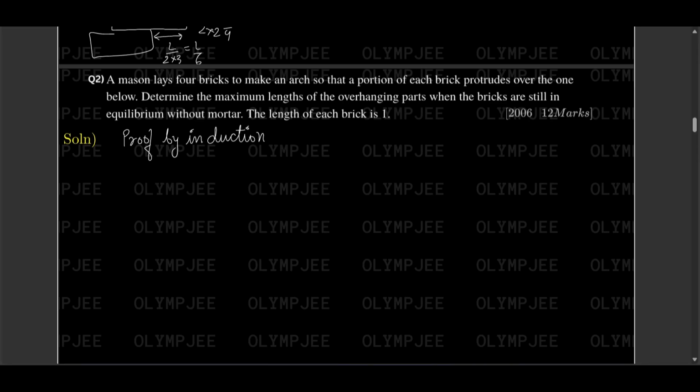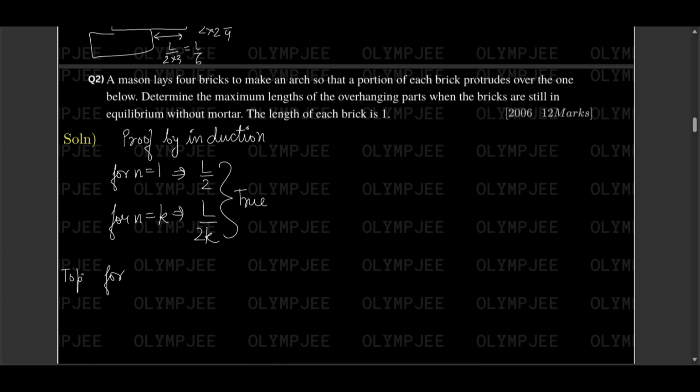So in induction, there are two assumptions: for n equal to 1, the overhang is L by 2. For n equal to k, the overhang is L by 2k. These are assumed to be true, right? And what we have to prove is that for n equal to k plus 1, the overhang should be L by 2 times of k plus 1. This we have to prove, right?